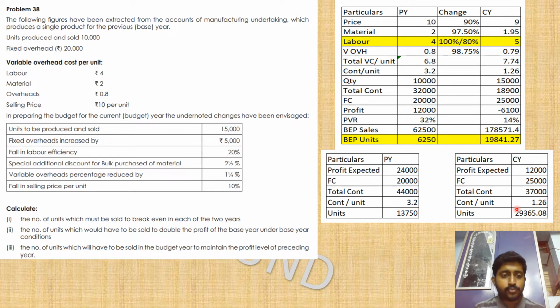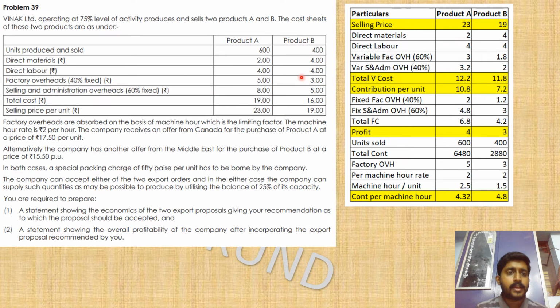Okay, so let me move to the next problem. Vinag Limited, operating at 75% level of capacity, produces and sells two products A and B. So after producing A and B, they are operating at 75% capacity only. The cost sheets are given below. Units produced and sold is given. Direct material is given. Direct labor is given. Factory overhead is given, out of which 40% is fixed. So 60% is variable. Next, selling and administration overhead is given. 60% is fixed. So 40% is variable.